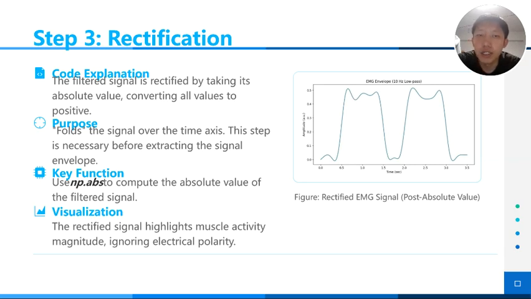Step 3 is rectification. We take the absolute value of the filtered signal, which converts our negative values to positive. This step is critical because we are interested in the magnitude of the muscle activity, not its direction, and it prepares the signal for envelope extraction.